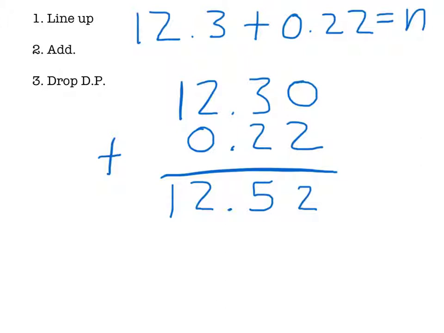Now I need to go and think about whether my answer makes sense. Up in the problem, I've got something that's about 12 added to something that's just about 2/10 or so. And my answer is 12 and a little bit extra. So definitely makes sense.